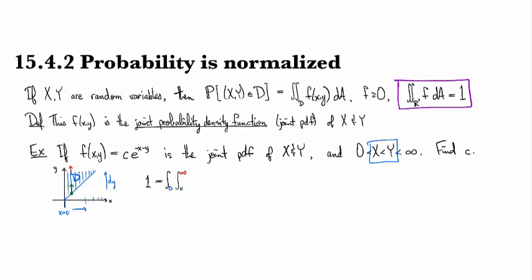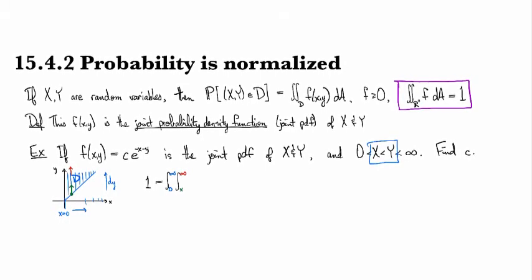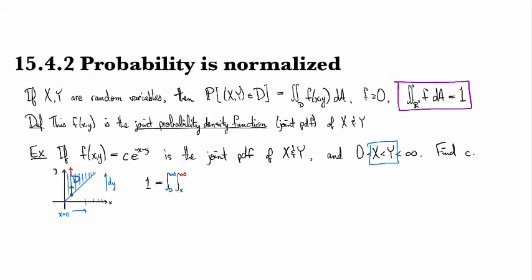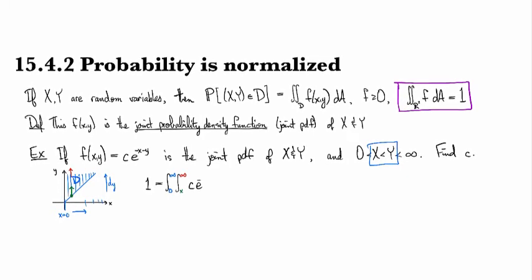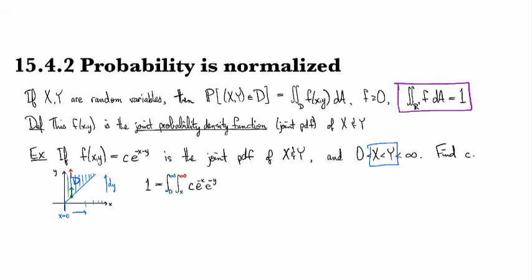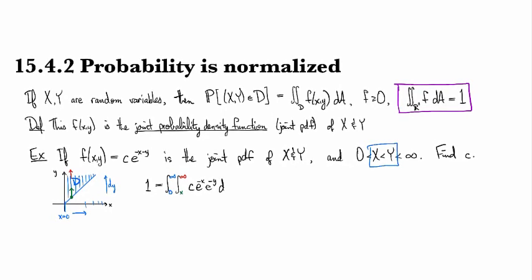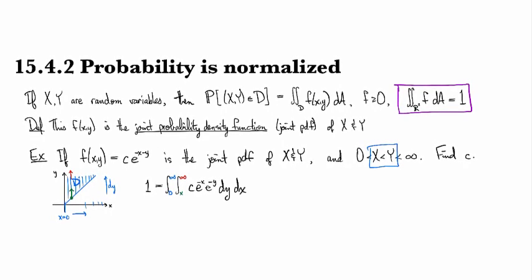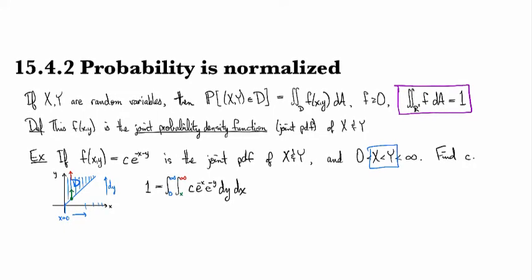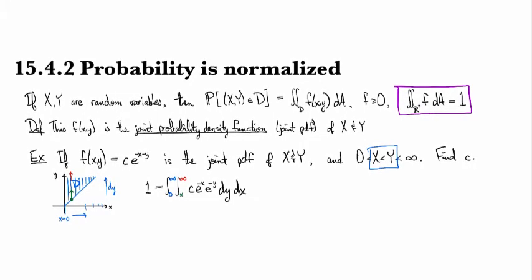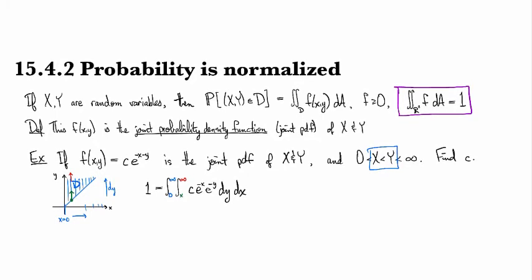So we're going to go from 0 to infinity there. And then our PDF is c e to the minus x e to the minus y. And we're doing dy first, and then dx. Okay, so that's the hard part. I've got my integral all set up. Now I can just go about working this one out.